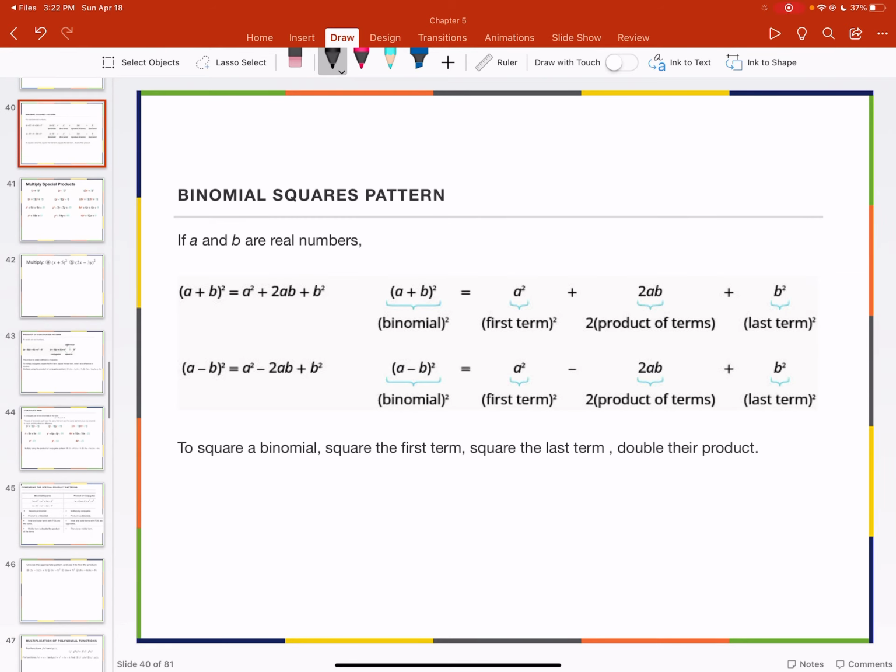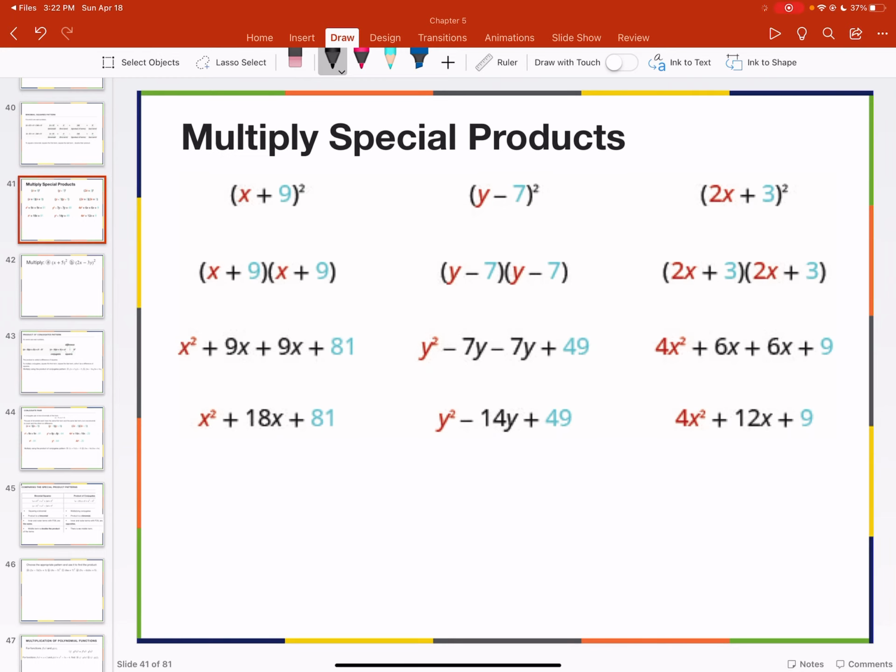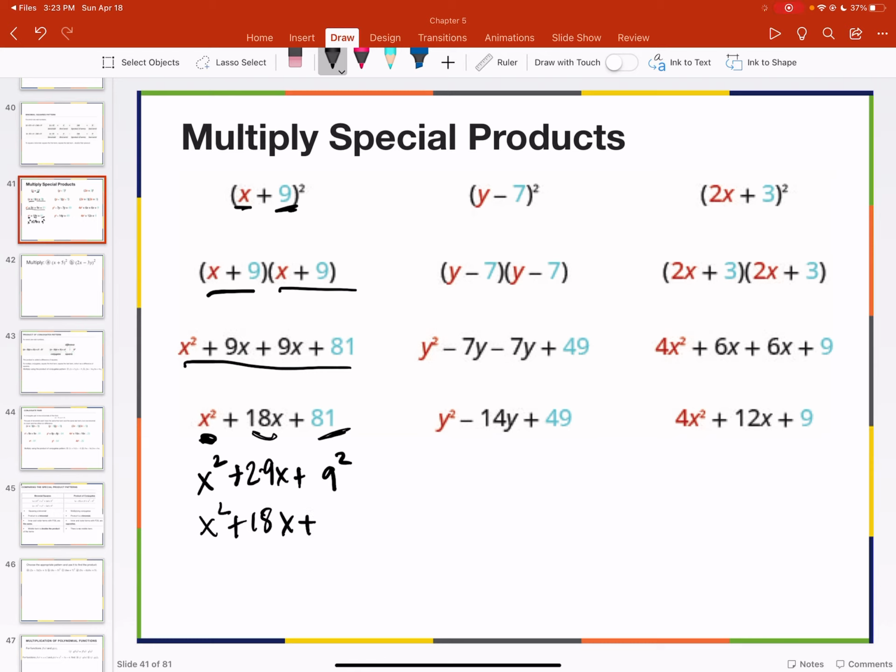Okay, so here's an example. You have x plus 9 parentheses squared. What does that mean? X plus 9, x plus 9. If you did Boxer or you did FOIL, you would see that it's square the first term, square the last term, and then 2 times the middle. So this is the first term, this is the last term, okay? Plus, and then twice the product in the middle. So that's going to be 2 times 9x in the middle. So that's just going to be x squared plus 18x plus 81.